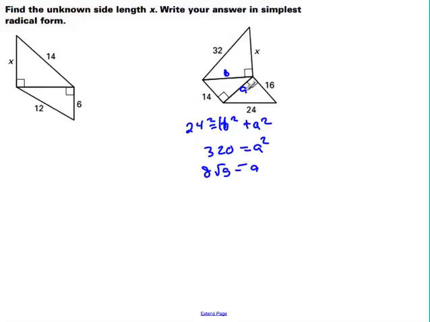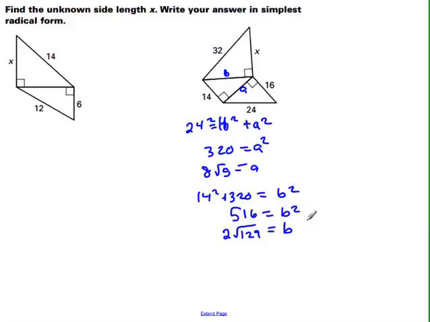Because once I have this A value, I'll use it for this next triangle. I'll say that 14 squared plus A squared, which is 320, has to equal B squared. So 14 squared plus 320 is going to be 516 for B squared. You could solve for B and find that it's 2 times the square root of 129, but you don't really need that. We're again going to use this B squared just like we used the A squared above.